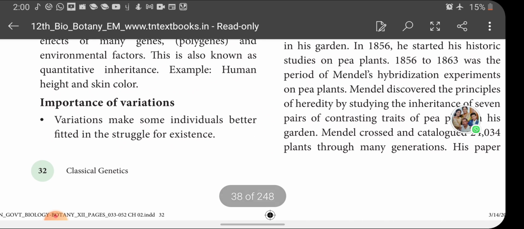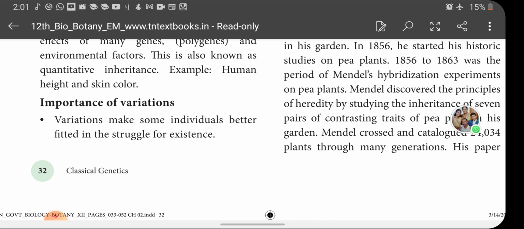And importance of variation. Variation makes some individuals better fitted in the struggle for existence. You know very well, since I haven't started evolution, you could not understand the struggle for existence. Usually there is a concept called natural selection given by the evolutionist Darwin. According to him, overpopulation takes place. Due to overpopulation, there is a scarcity or struggle for natural resources such as food, water and shelter.